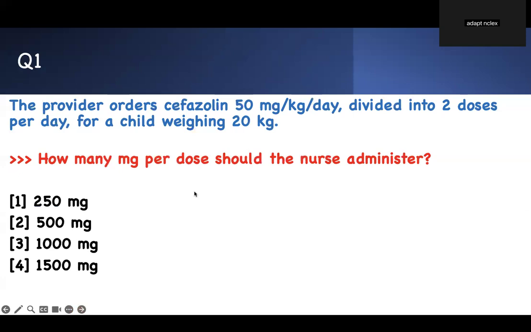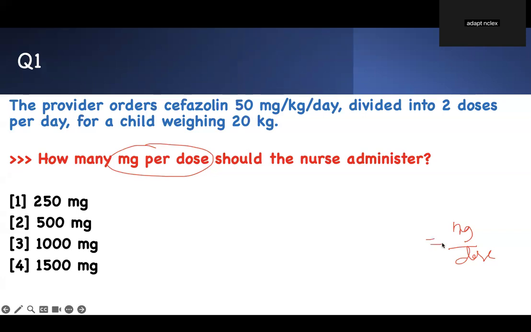I'm going to show you the key things you need to know. There may be few questions, there may be a long one, but your job is to figure out what the question is asking and what parameters or values you need to use. How many milligram per dose? This is what you need to focus on. I'll write it here: milligram per dose should the nurse administer. That means that's my answer choice.